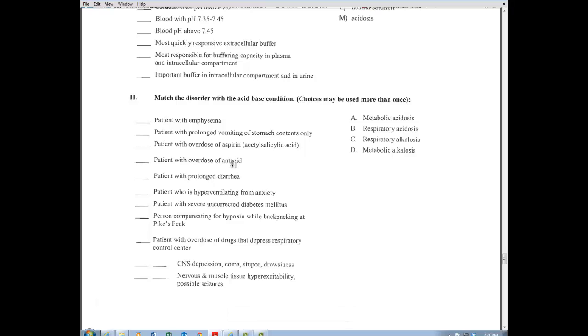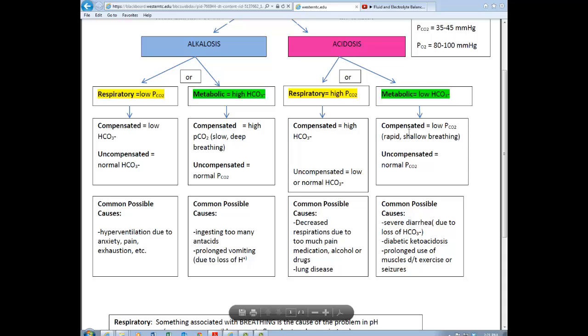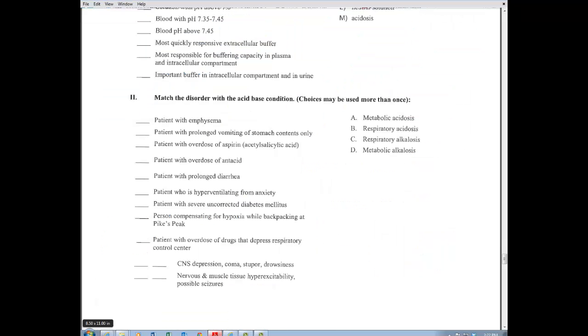Prolonged diarrhea, we talk about if we lose a lot of bicarbonate ion, going back to our worksheet, diarrhea, we talked about here. Severe diarrhea, that would be a metabolic acidosis because we lose the ability of bicarbonate to suck up the excess hydrogen ion. We lose part of that buffering system, so that's going to cause a metabolic acidosis, letter A. Hyperventilating, we talked about, that's a respiratory alkalosis.